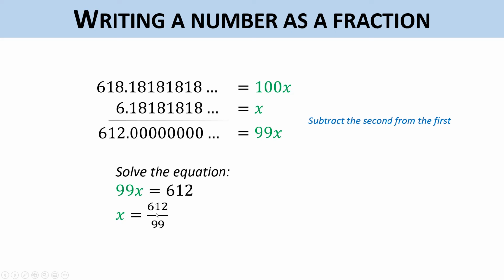And the result is, let's see, 630 divided by 9 is 70. But this is 18 less. And 18 divided by 9 is 2, so the result is 70 minus 2 is 68, and 99 divided by 9 is, of course, 11. So we get 68 over 11. We can take 66 out of this, and then we get 6 and 2 over 11. And that is our number written as a fraction.